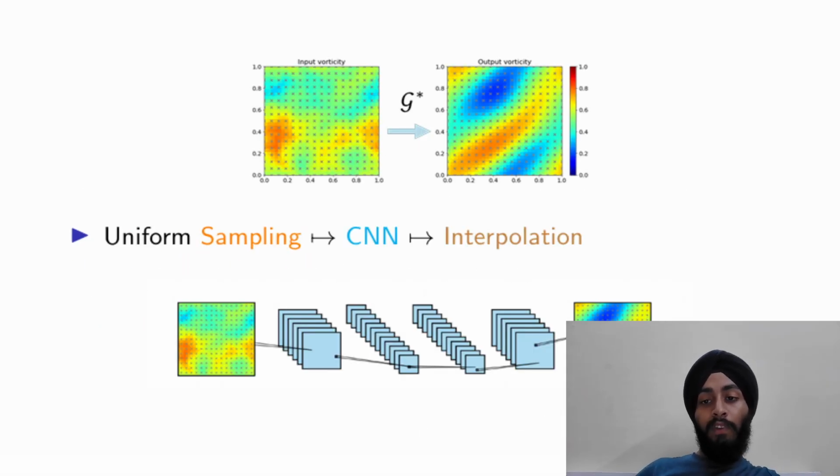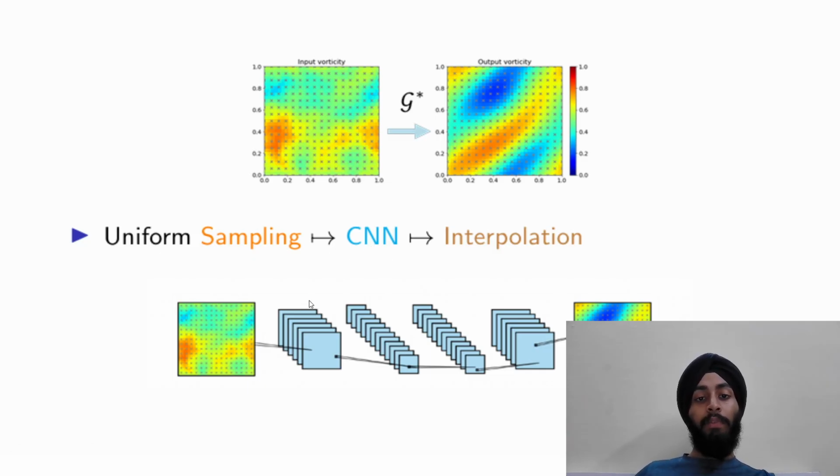But there was another problem that we found. This is again exactly what I showed in the previous slide: we have this input vorticity and it has been discretized into this grid. As you can see, it's a huge grid in 2D, and it will be extremely large if this was a 3D representation. Then I'll be learning some operator G star, which lets me go from the input vorticity to the output vorticity. So this is exactly what I'm doing.